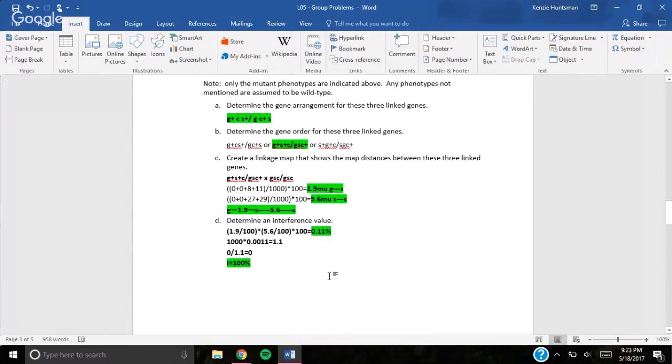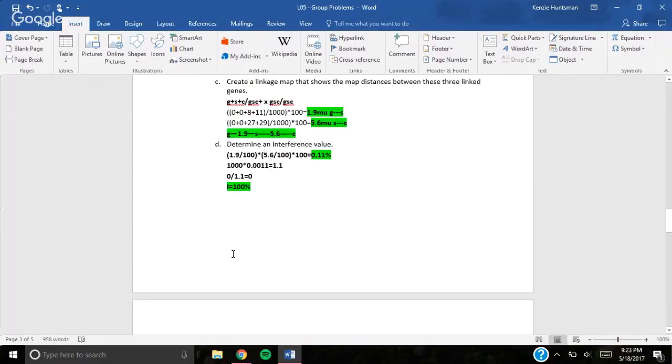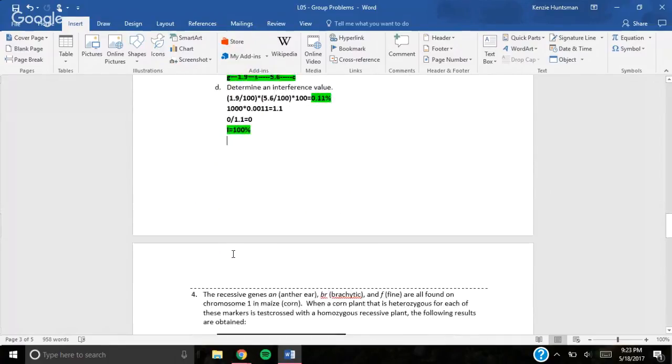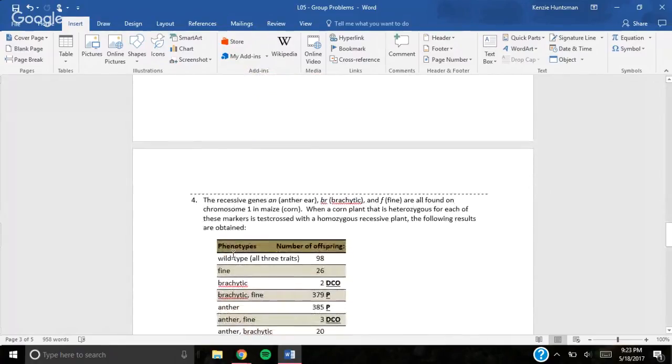And because there were no double crossovers, you're dividing 0 by 100, so you get 100% of the expected crossovers did not occur. Because we expected.